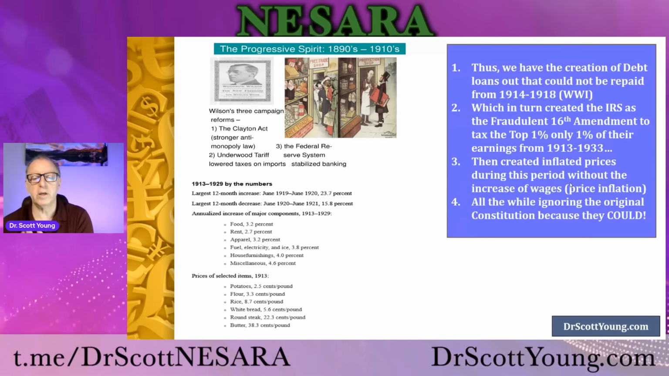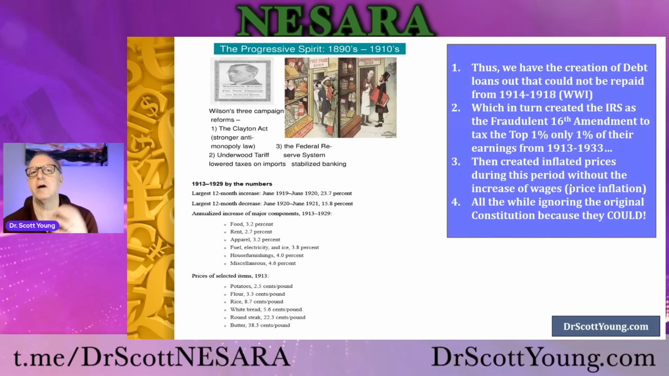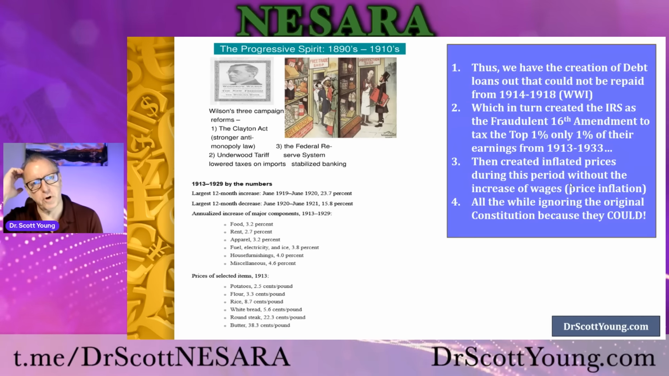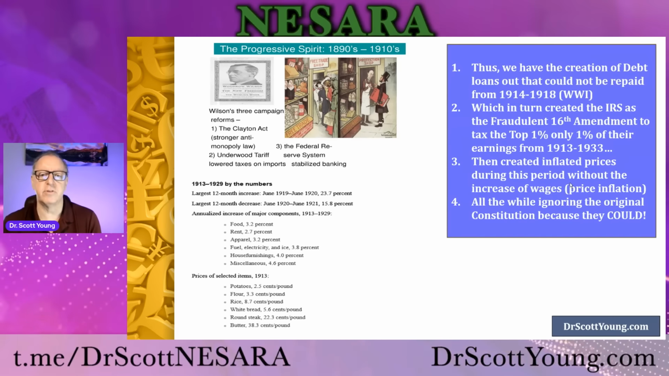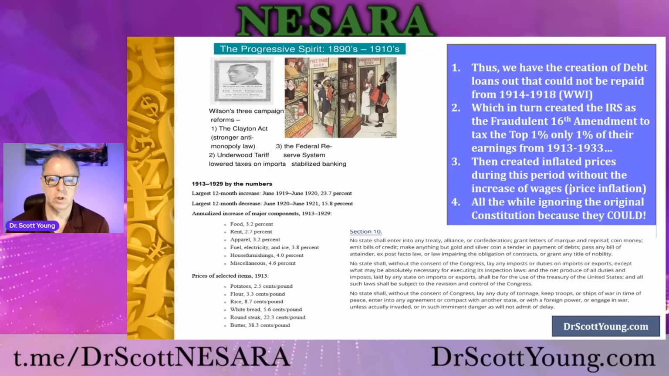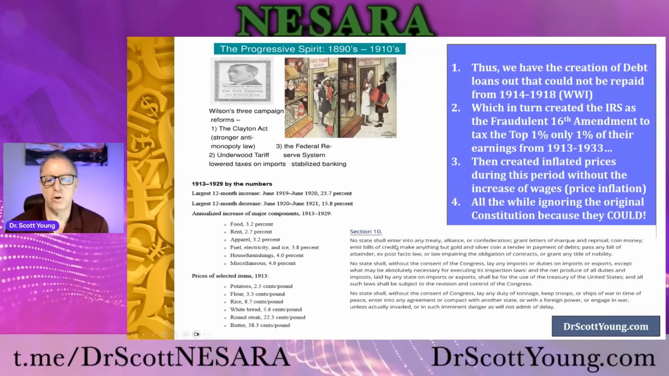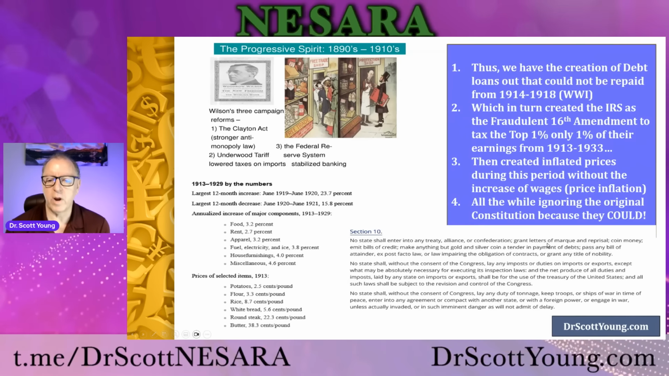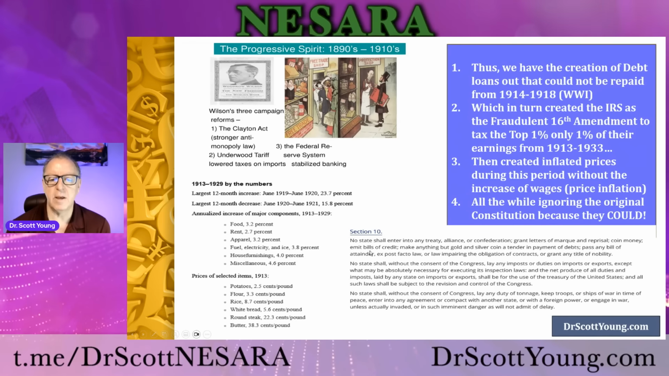And they were ignoring the original Constitution that says only Congress is allowed to make the money. This is in Article 1, Section 8 and Section 10. You got crazy things occurring here. In Section 10: no state shall enter into a treaty, alliance, confederation, grant letters of marque or reprisal, coin money, or emit bills of credit.